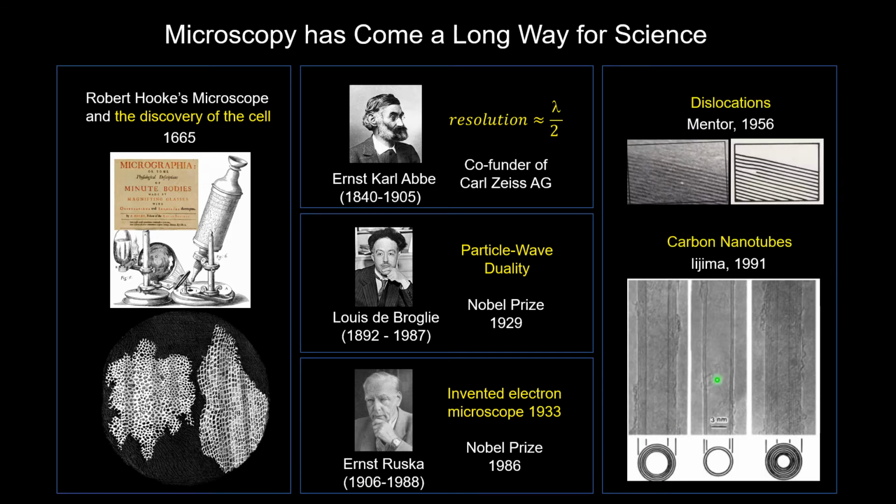With this new resolving power, scientists discovered dislocations in structural materials such as steel, which basically explain their mechanical properties so that we can develop lighter and stronger materials. Another famous discovery is carbon nanotubes, which were first observed by Iijima in 1991 under an electron microscope.